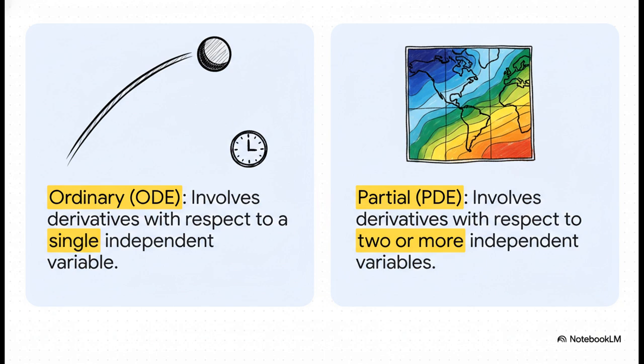A partial differential equation, or PDE, is a bit more complex. It's for when you have two or more independent variables. This is more like a weather map, where the temperature depends on both your latitude and your longitude.